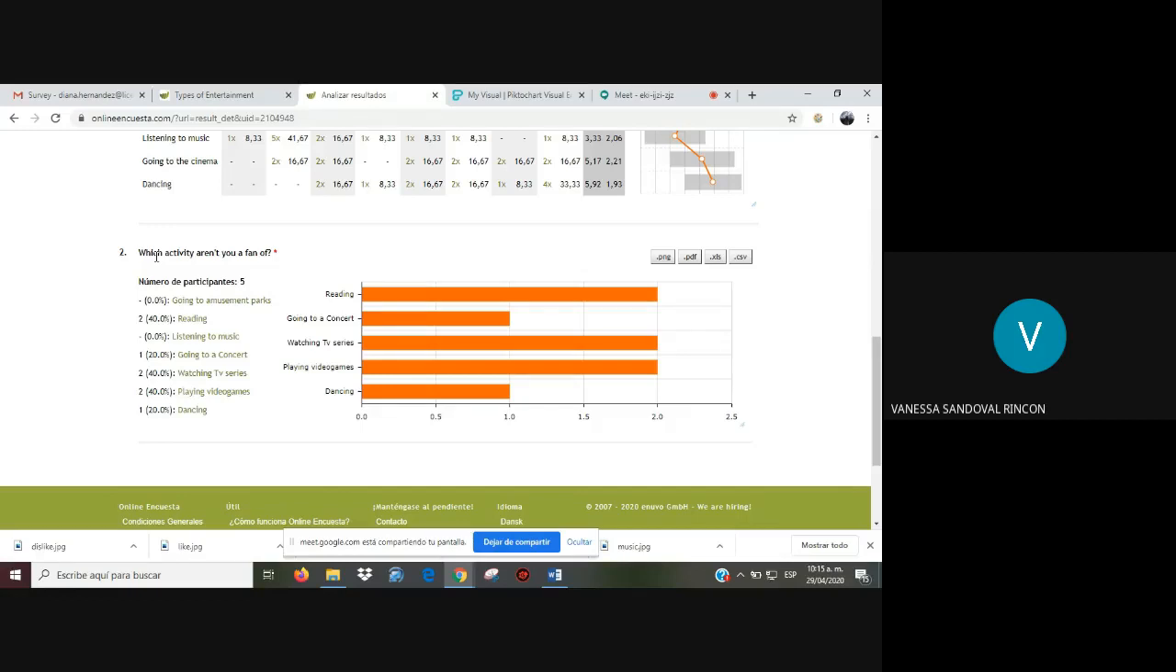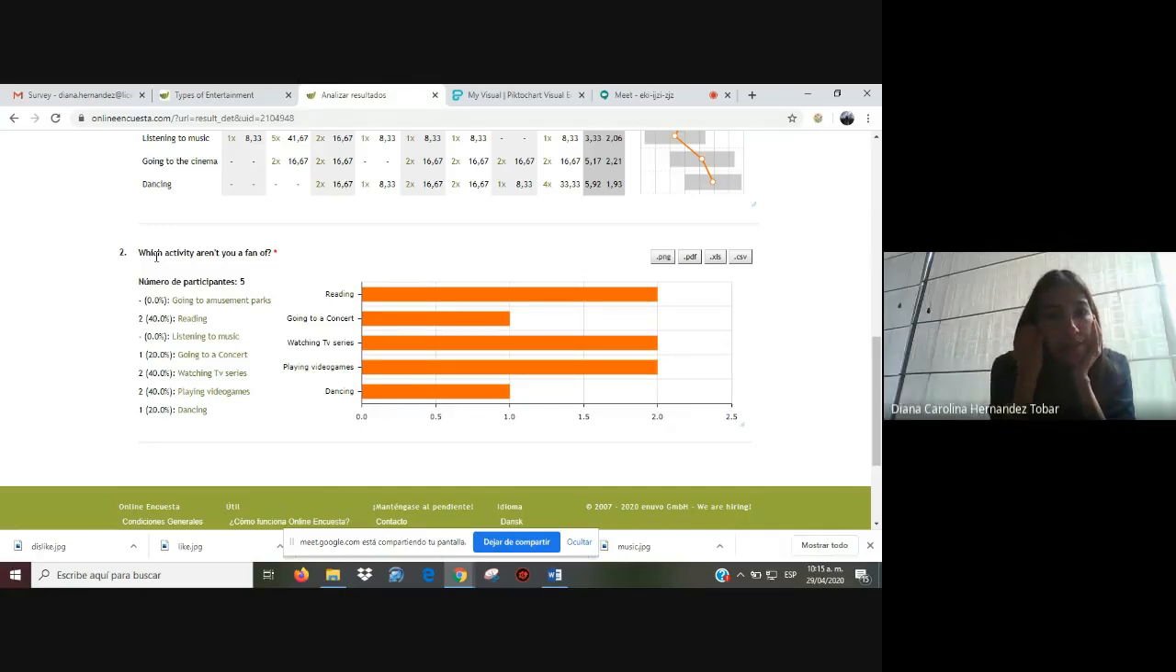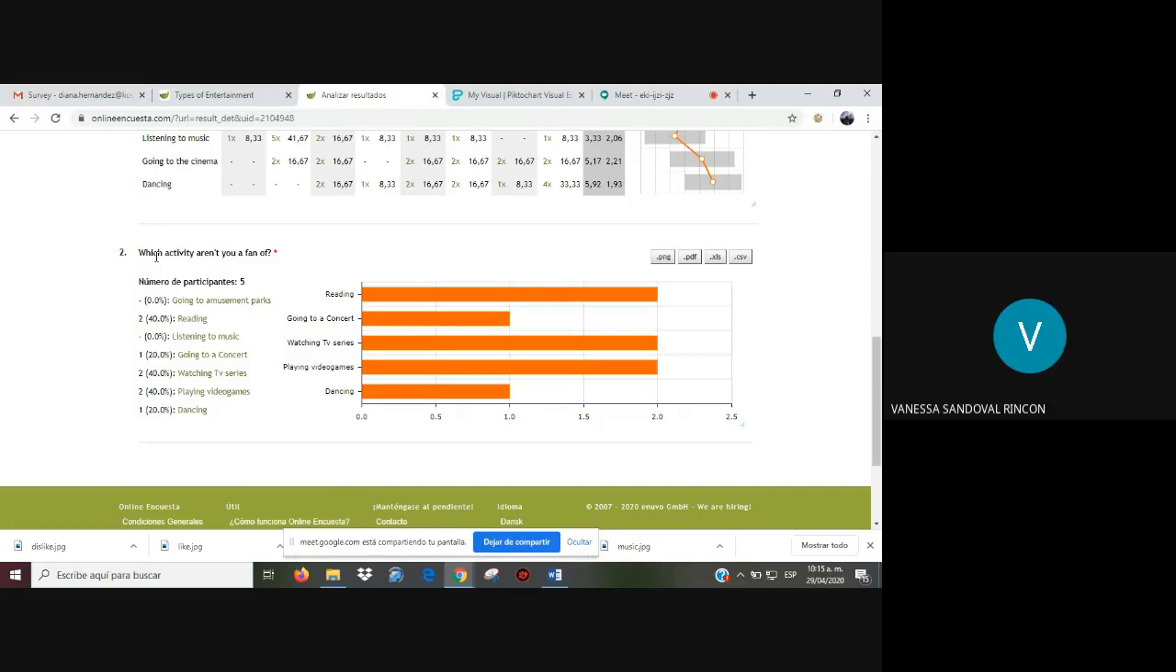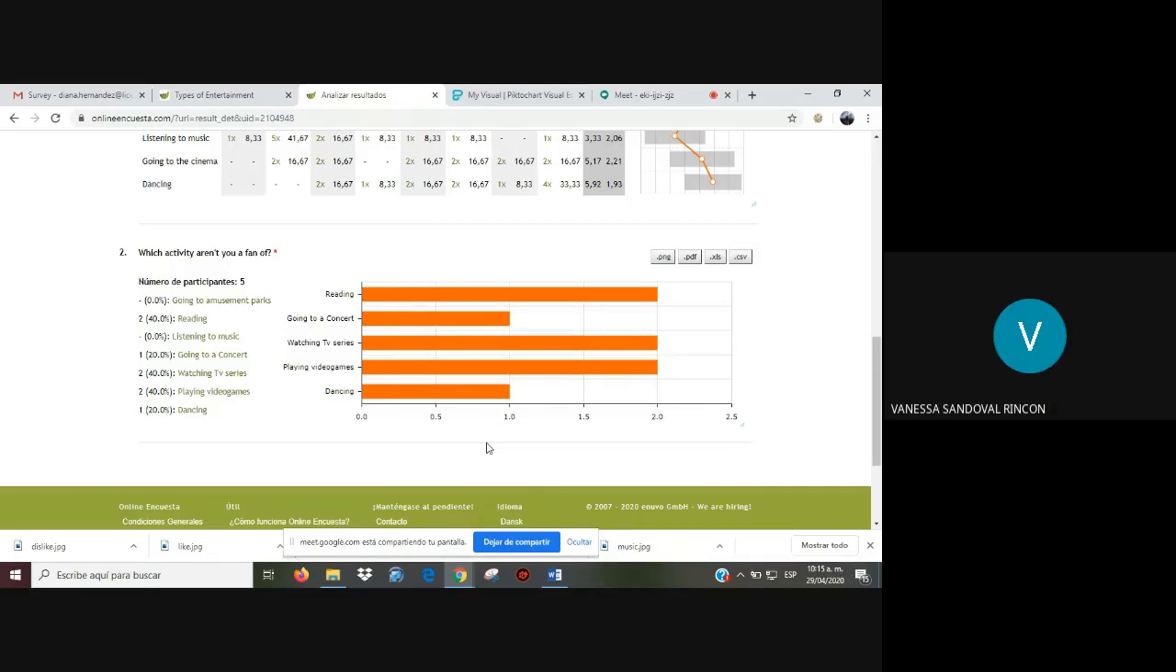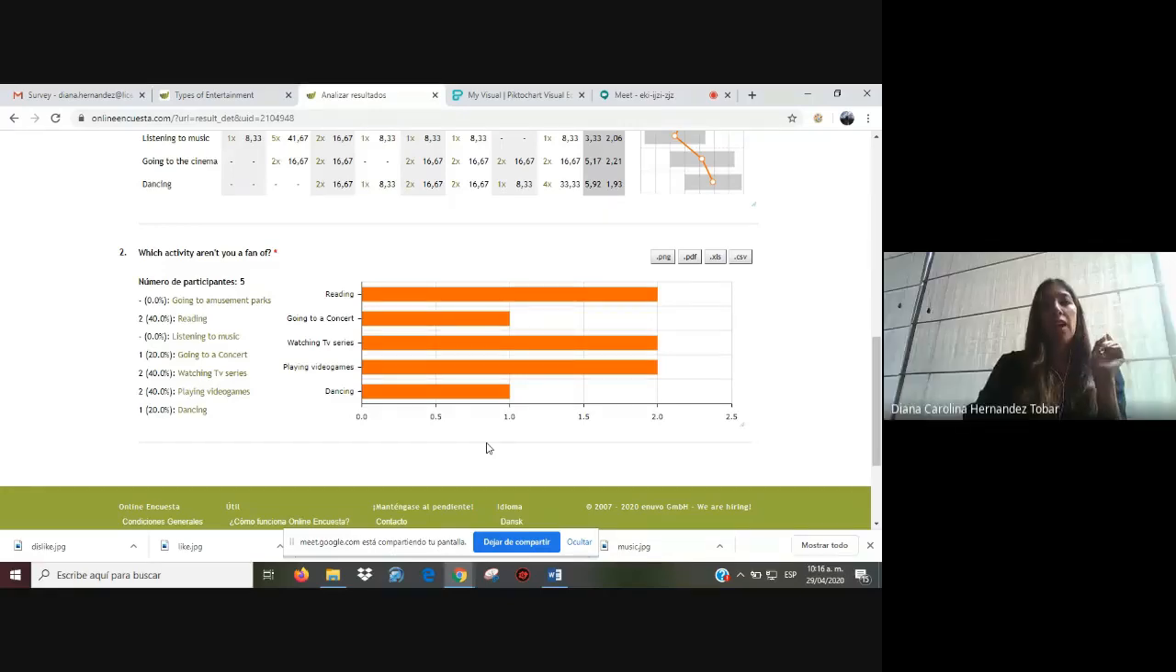Reading? Which one? Sorry? Reading? Or dancing? Exactly, because going to a concert and dancing got the same percentage. Okay, I understand. The majority of people aren't a fan of dancing or going to a concert. Yeah, excellent, very good.